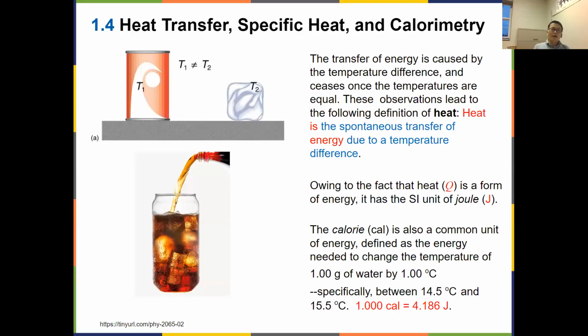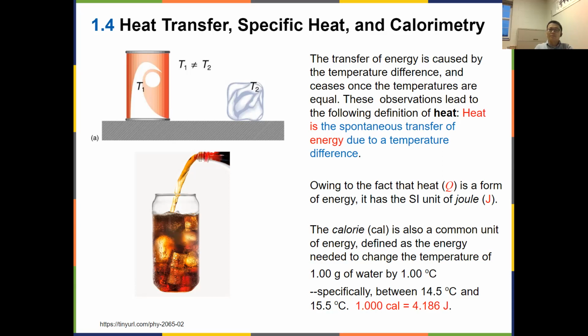So moving on, today we are going to talk about heat transfer, specific heat, and calorimeter, okay? So we know that if you have two objects with different temperatures and you put them in contact, for example, you have soda and you have ice, so you pour the soda into a glass and then you put the ice in, and the soda initially has a higher temperature than the ice, right? Then when you put the ice in the soda, you actually bring the temperature of the soda down, okay?